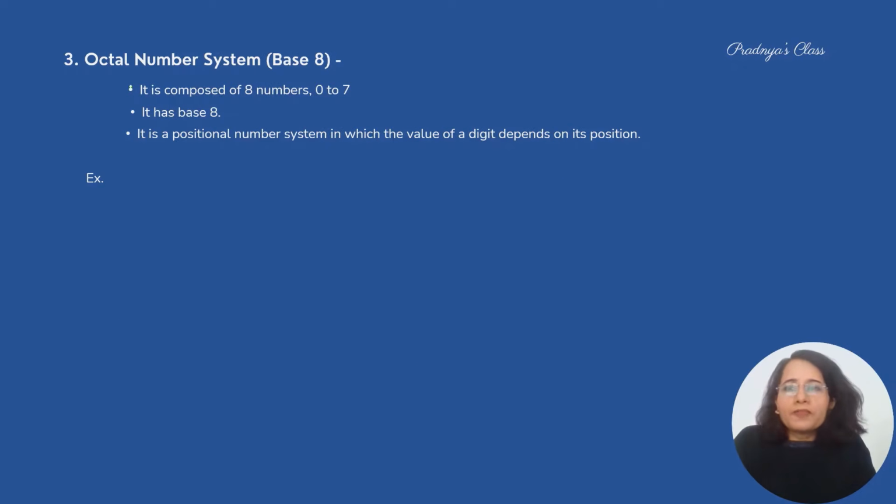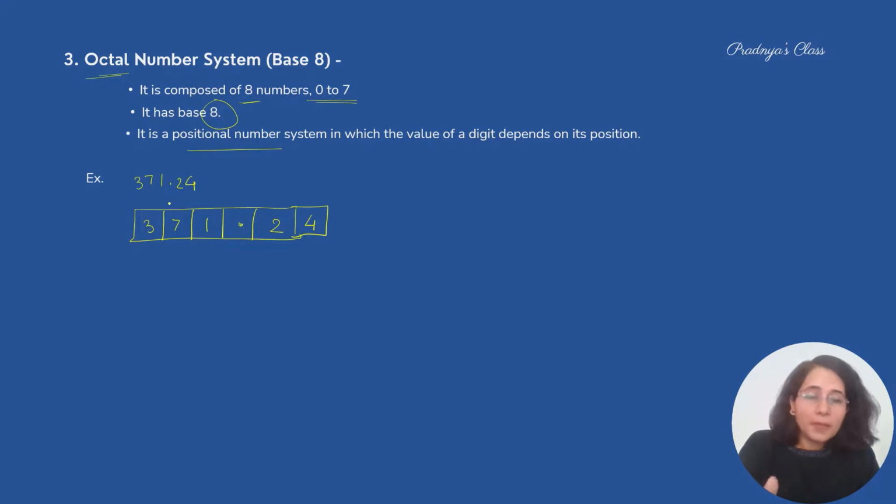Let's move forward with the third type of number system, that is the octal number system. It has a total of 8 numbers, from 0 to 7. That's why it has base 8. It is also a positional number system, same as binary and decimal. So let me take one example, 371.24. Now I am going to solve the fractional part together with the non-fractional part, as you know how to solve it. The base of the octal number system is 8.